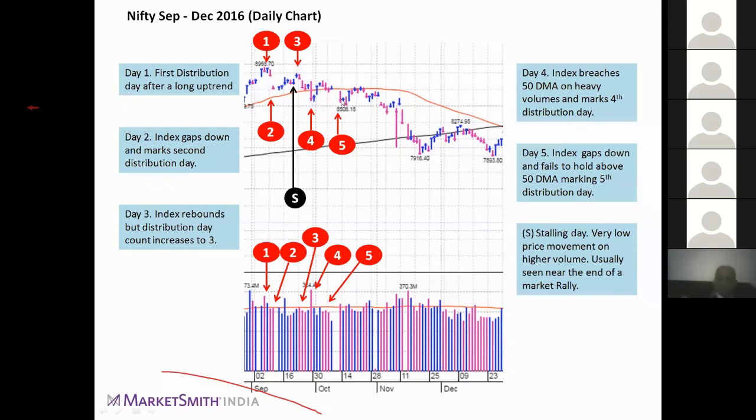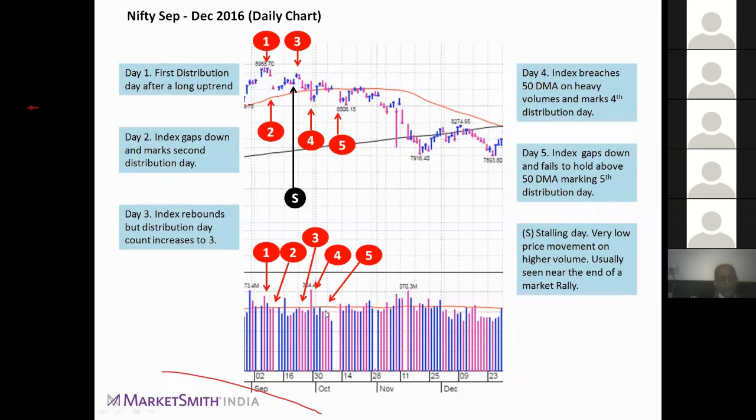At point 5, there is a gap down, and a gap down is a very bearish signal, just as a gap up is very bullish. We discussed in our previous webinar that whenever a stock breaks out of a base pattern with a gap up, let's say the stock opens 20% up, that is a very bullish signal, like it happened with Titan. Similarly, when an index or any stock opens gap down on very high volume, it is a bearish signal. This gap down again had volumes higher than the previous day's trading session.